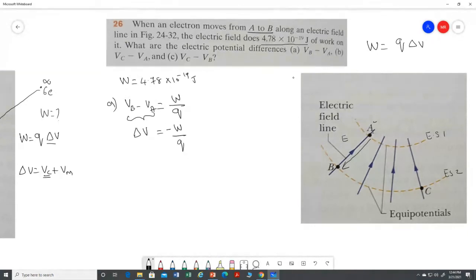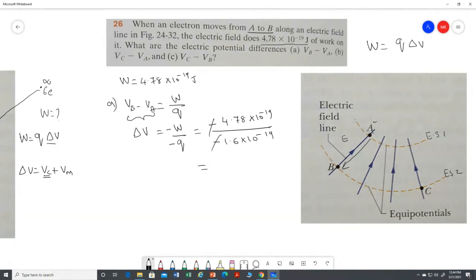Yes. And also you are moving the electron. So what is the value of the electron charge? It is negative 1.6 multiplied by 10 to the power of minus 19. Am I right or not? So I have to write minus 4.78 multiplied by 10 to the power of minus 19 divided by my electron charge value, which is negative of 1.6 multiplied by 10 to the power of minus 19. So when you work it out, this negative gets cancelled with the other. So what should be your answer, my dear?